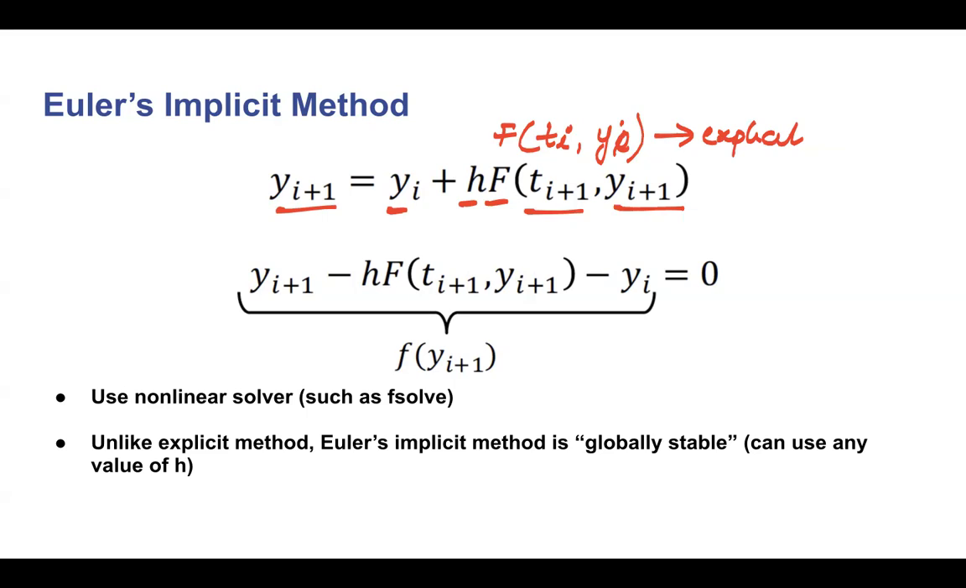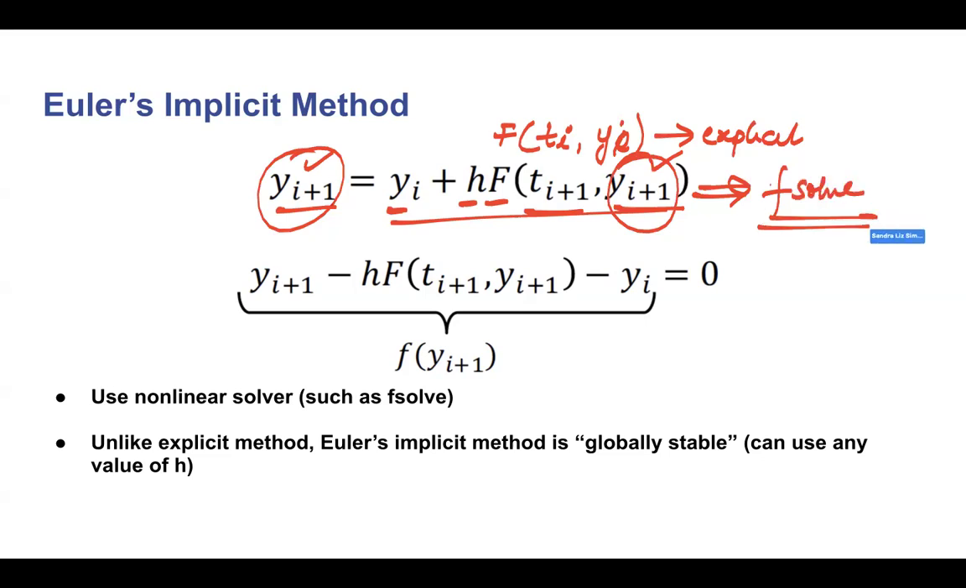But here there is a problem. You can see that yi plus 1 is there on the left hand side and the right hand side. So you cannot directly calculate it, because for calculating this yi plus 1, you need to calculate this side of the equation, which again has yi plus 1. So when you have such a problem where the same variable is there in both the LHS and the RHS, you try to solve it using fsolve. You have seen this in the previous classes, how to use fsolve. So how do you do it?